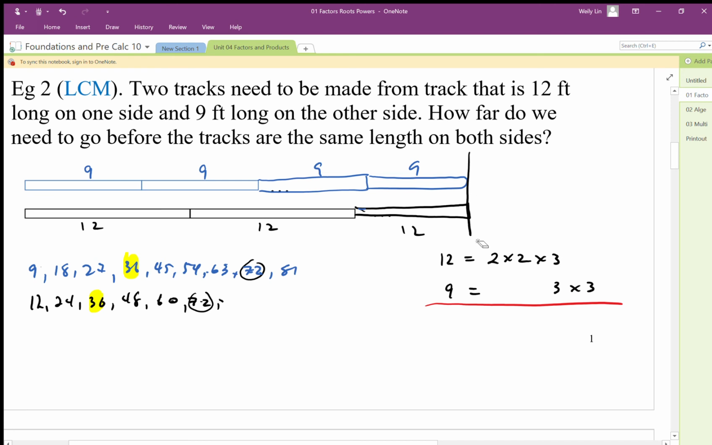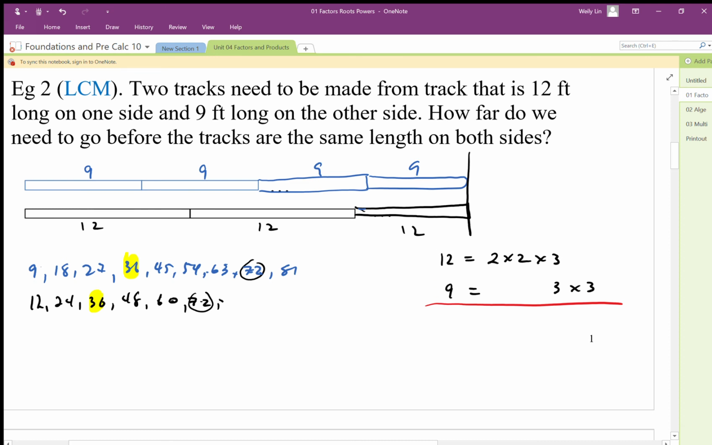So if we just multiply this all together, 12 times 9 is 108. We will get a common multiple, because if we multiply 12 by 9, that's a multiple of 12. If we multiply 9 by 12, we get a multiple of 9. So they are mutually multiples of each other.